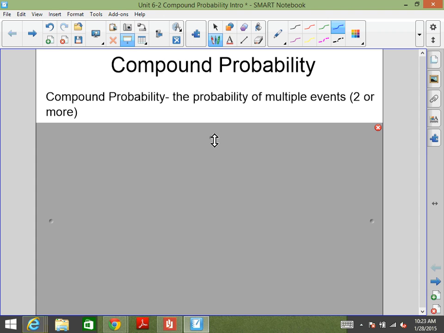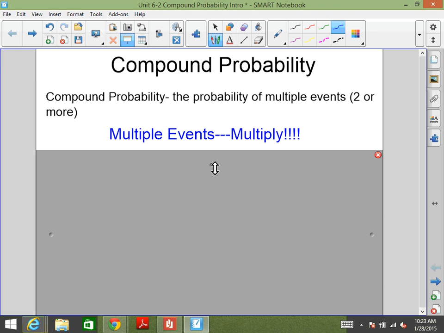The neat thing is that you've already noticed that if you have multiple events, you multiply. So you find the probability of the first event, get the fraction. Find the probability of the second event, get the fraction, and you multiply those to get your answer.